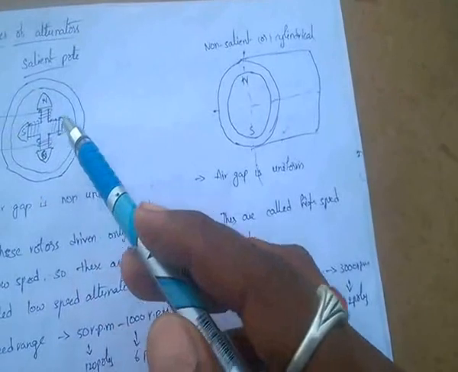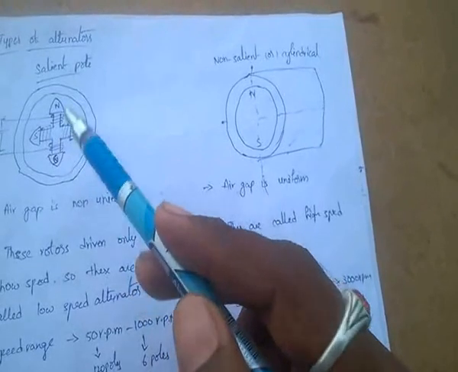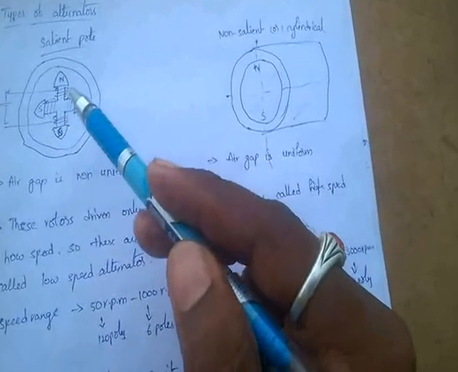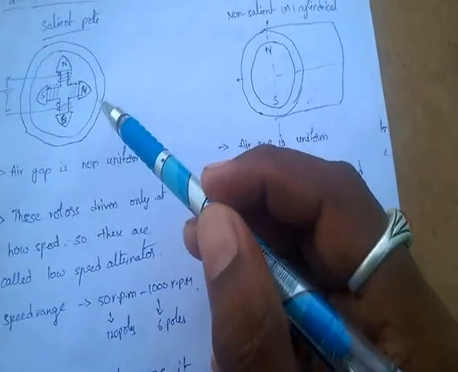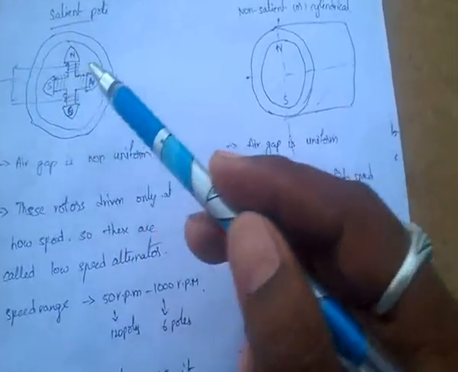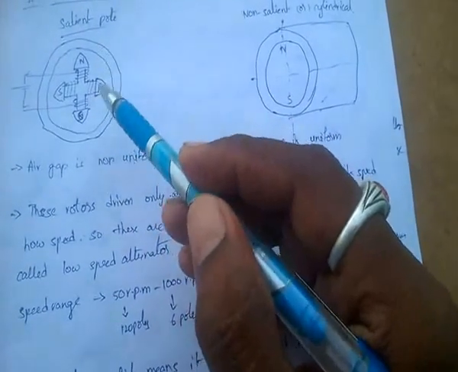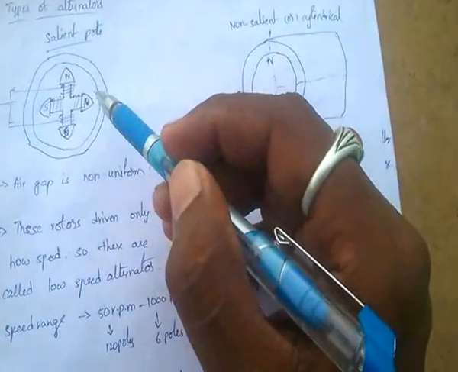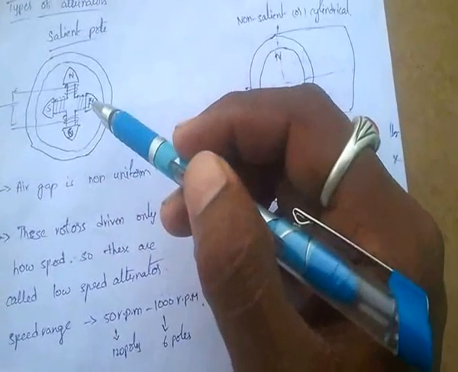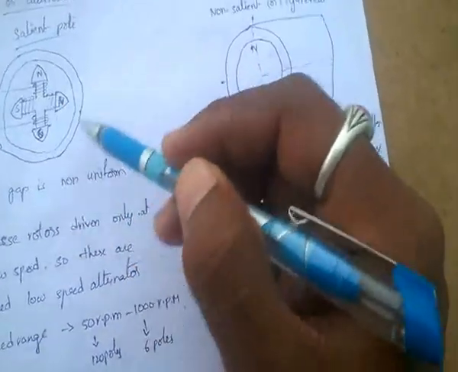These salient pole type rotors are driven only by low speed turbines. That means these are called low speed alternators. Why these are used only for low speed: these types of rotors can't withstand higher speeds due to lack of mechanical support.